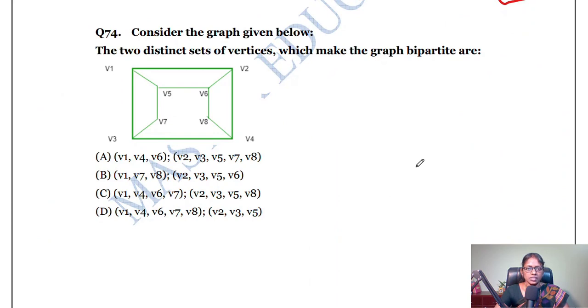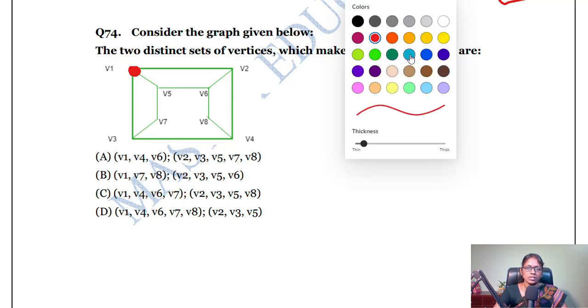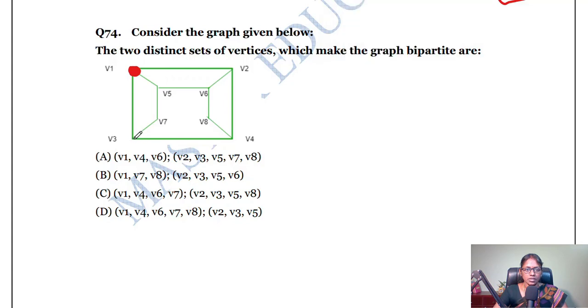The next question is, consider the graph given below, the two distinct sets of vertices which make the graph bipartite. To identify the bipartition, what I told you is, first you take a node in one color. Vertex V1 is connected with another vertex, so V3 is in another set. V5 must be in another set and V2 must be in another set.